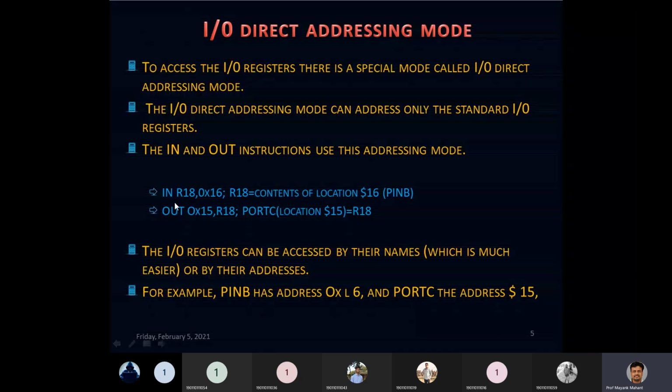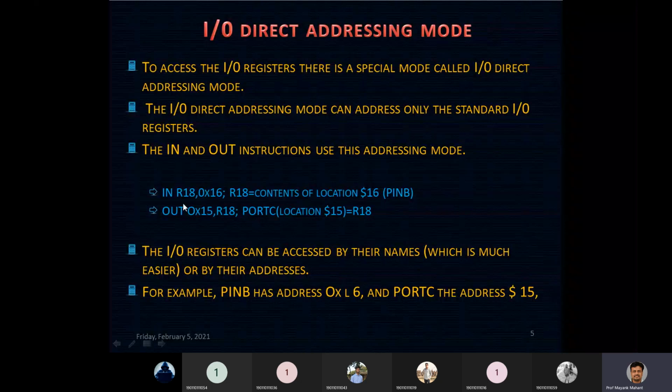So in R18, 0x16: the 0x16 is nothing but the location of PINB. I think all of you are aware of what the PINB register is. The PINB register is the register in which we look for the data that is coming into your microcontroller from the external world through port B. Its address is 0x16. So this is an IO address, and an IO address is different from the memory address.